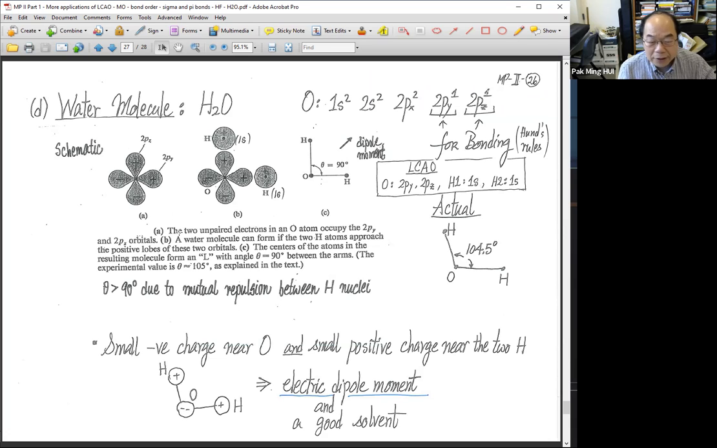For example, it is hetero nuclei. Therefore, the charge will not be even. That is to say, there's ionic character. So the H side will be slightly positive, the oxygen side will be slightly negative. Therefore, it is a good molecule to attract charges of whatever sign. Plus is okay, minus is also okay.